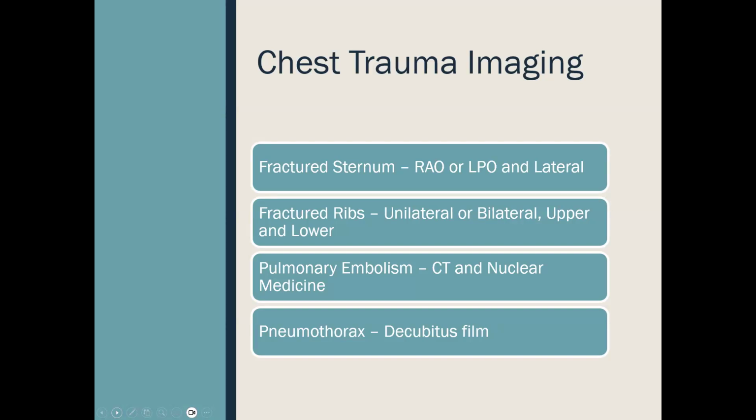If a patient has a pulmonary embolism, if that is their potential diagnosis, CT and nuclear medicine are the modalities for you to perform in order to see that specifically. For pneumothorax, do a decubitus film. I will send you a link for the sternum and the ribs.